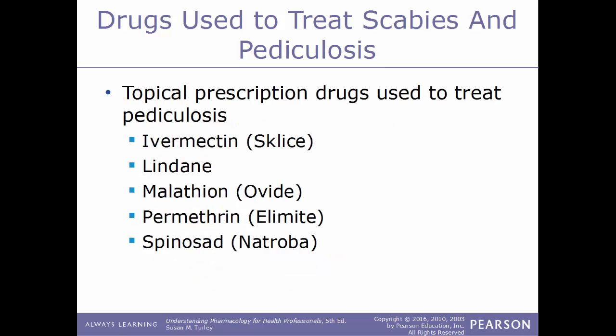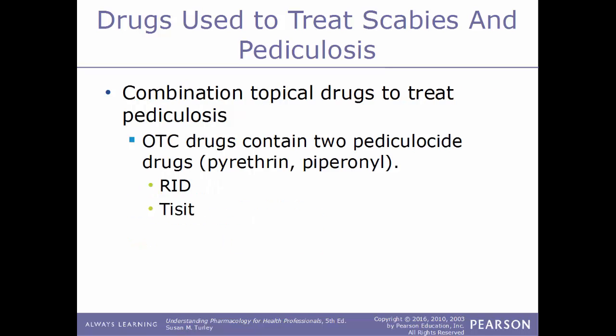Topical prescription drugs used to treat pediculosis include ivermectin, also known by the trade name Sklice, lindane, malathion, also known by the brand name Ovide, permethrin, also known by the name Elimite, and spinosad, also known by the brand name Natroba. You can also use combination topical drugs to treat pediculosis.